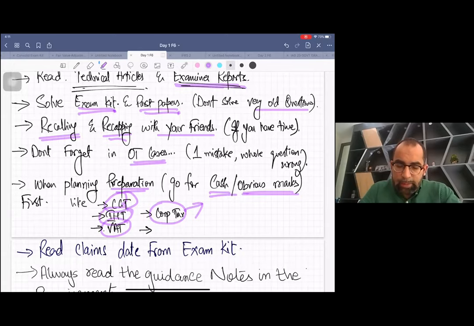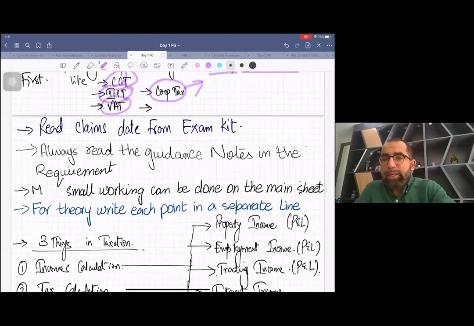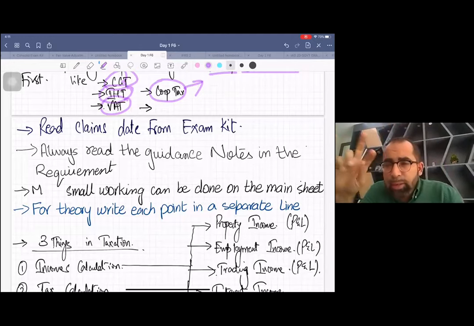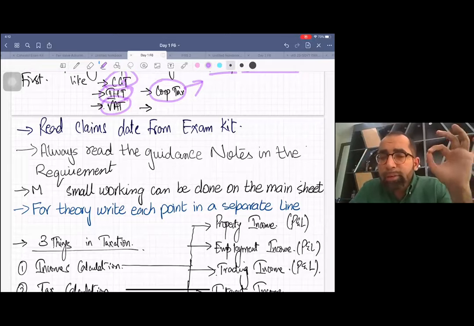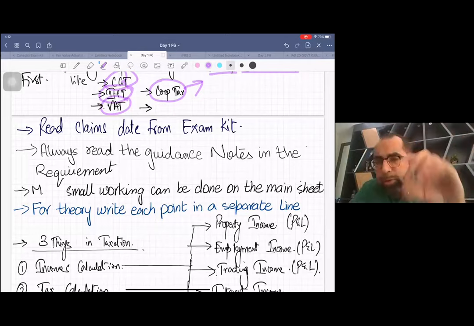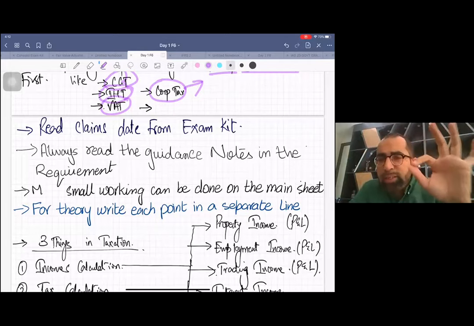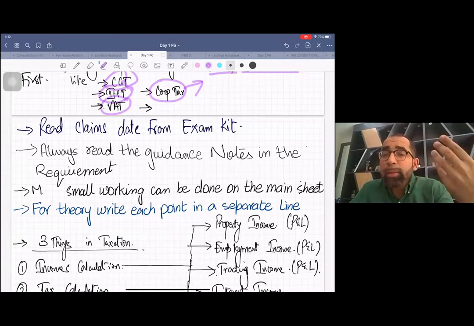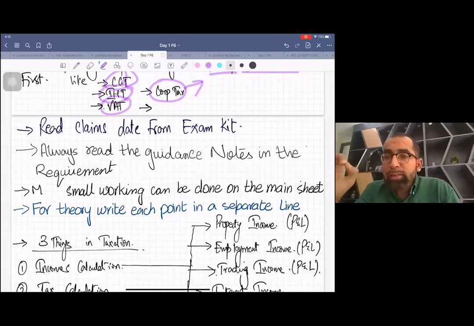One more thing, read claims dates from the exam kit. If you see the beginning pages of the exam kit, there are two or three pages for claims dates. For example, there are different reliefs in CGT, like rollover relief, holdover relief, entrepreneurs' relief, gift relief. For these reliefs, there are claims you need to make, and there is a due date for those claims, right? So you must learn those claims dates. These are written at the beginning of your exam kit. Must learn those 3 to 4 pages. Okay.